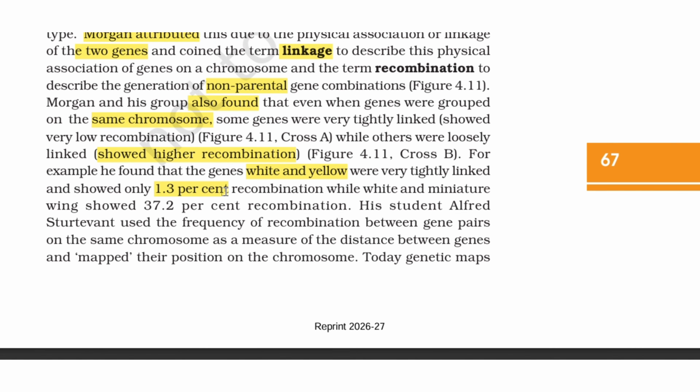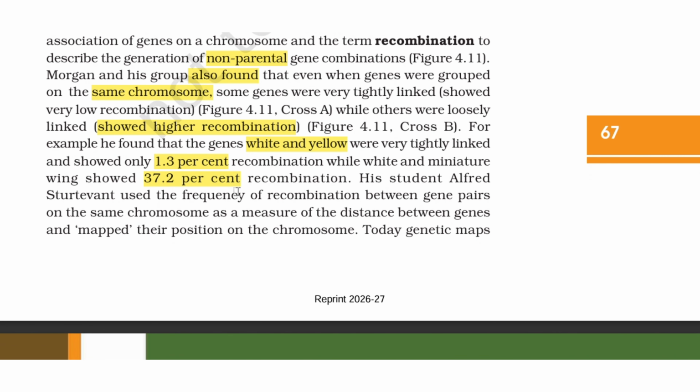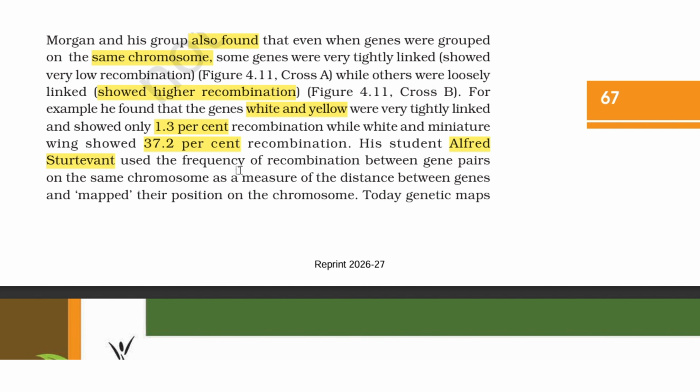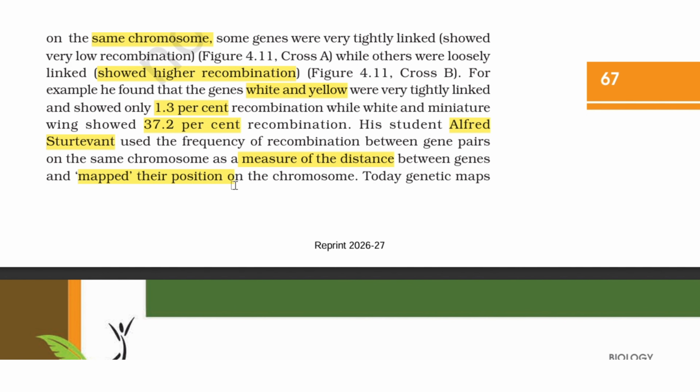His student Alfred Sturtevant used the frequency of recombination between gene pairs on the same chromosome as a measure of the distance between genes and mapped their position on the chromosome. Today, genetic maps are extensively used as a starting point in the sequencing of whole genomes, as was done in the case of the Human Genome Sequencing Project, described later.